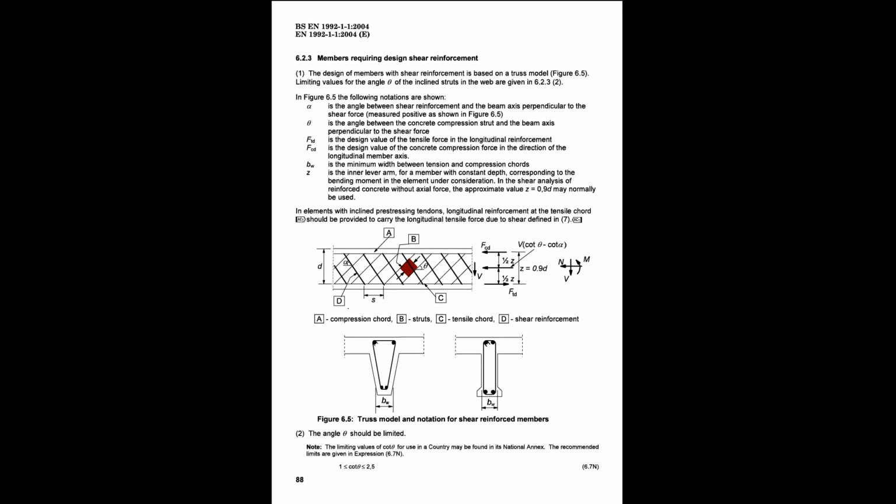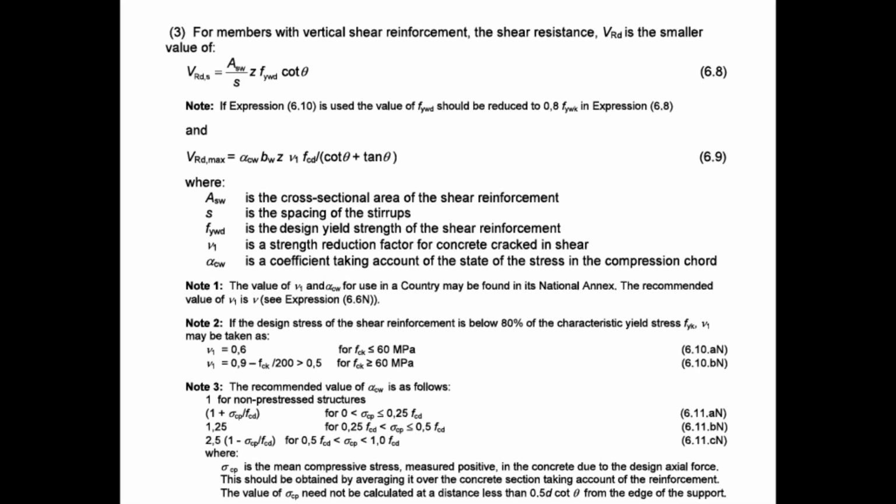The reason why the theta value is so important is because the VRDS, which is the shear resistance for members with reinforcement, is calculated in proportion to cotangent theta, so we need to calculate the theta value. And also VRD max, which could be set as the maximum resistance of the compression strut, can be exactly calculated by using the cotangent theta and tangent theta. So we have to calculate the shear resistances through the theta value.